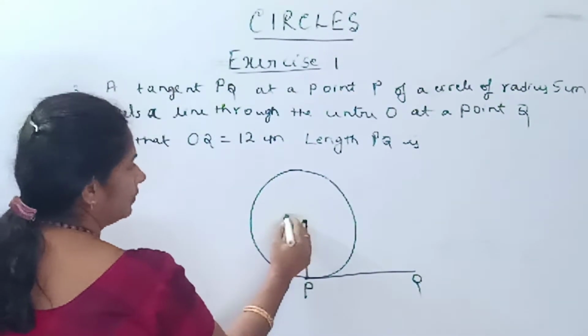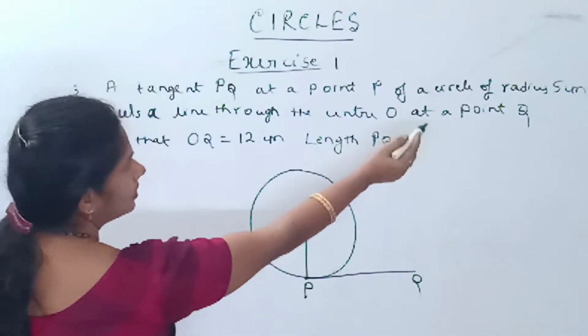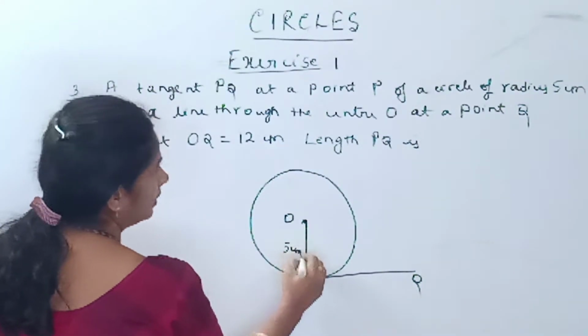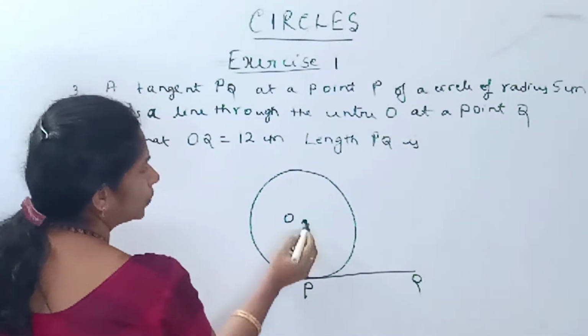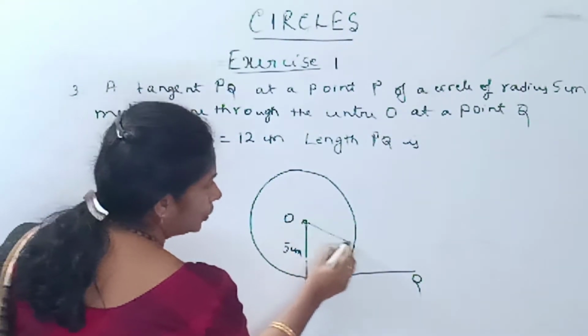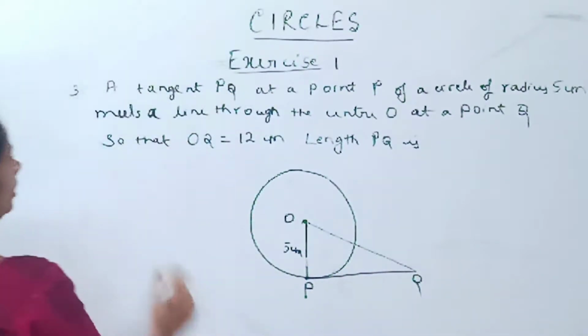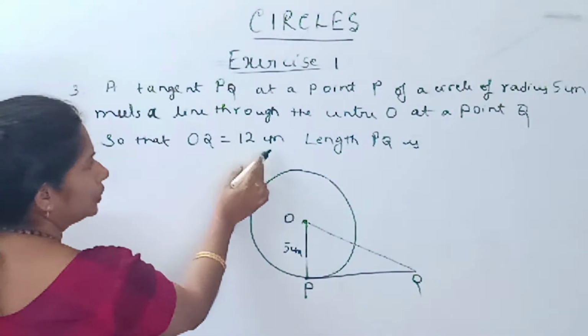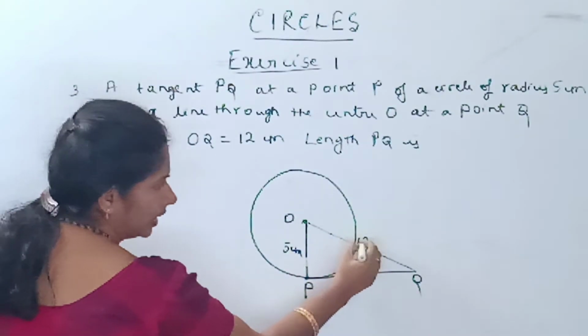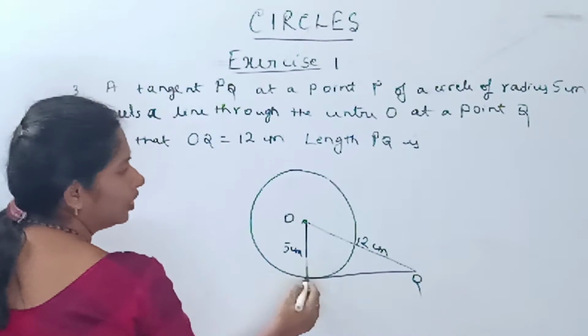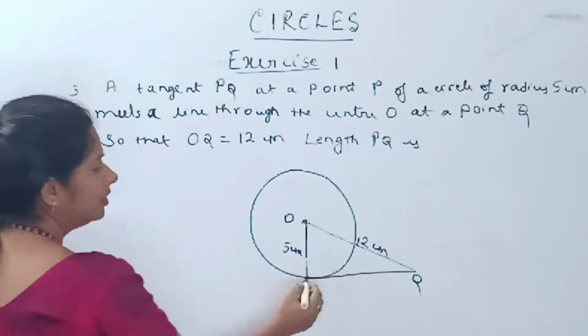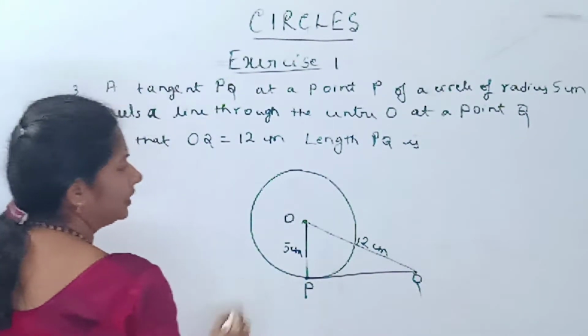The radius of the circle is given as 5 centimeters. A line through the center O meets the tangent at a point Q. Join O and Q, so that OQ is equal to 12 centimeters. OQ value is 12 centimeters. Now we have to find the length of PQ. Is it clear? We have to find the length of PQ, children.